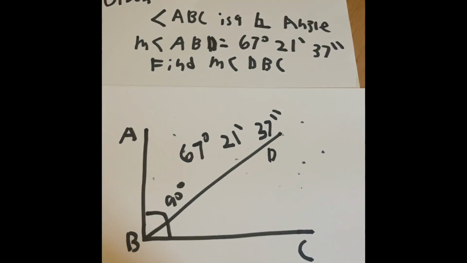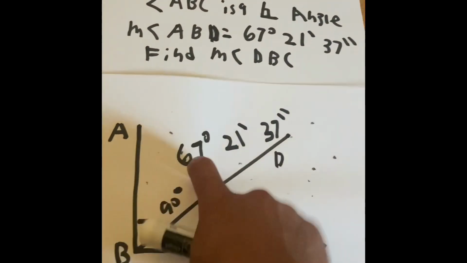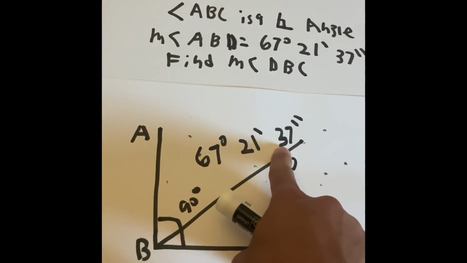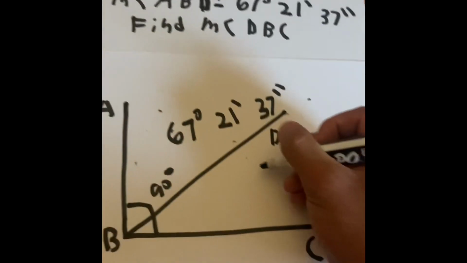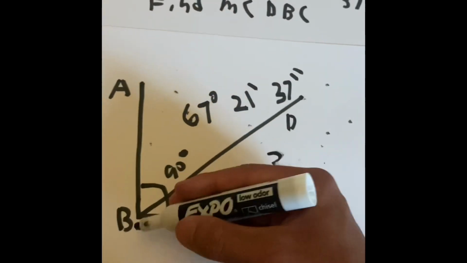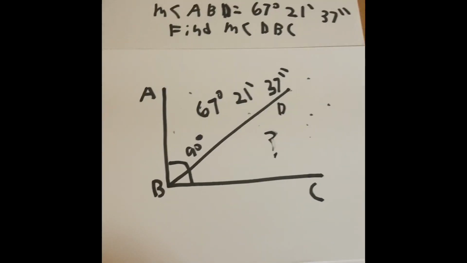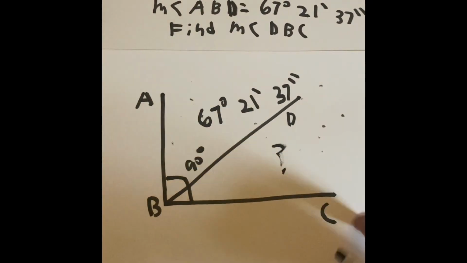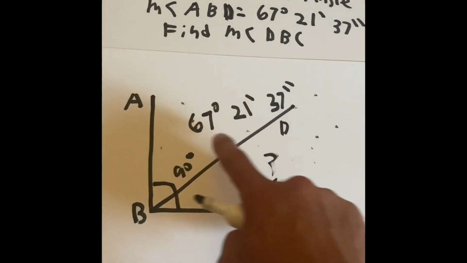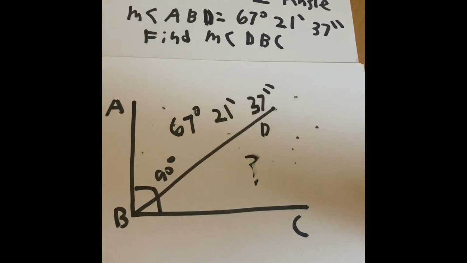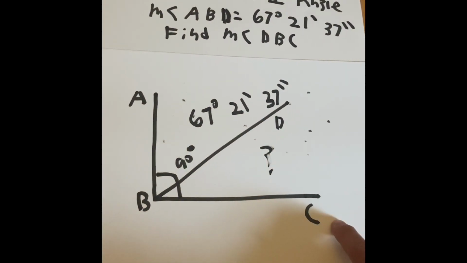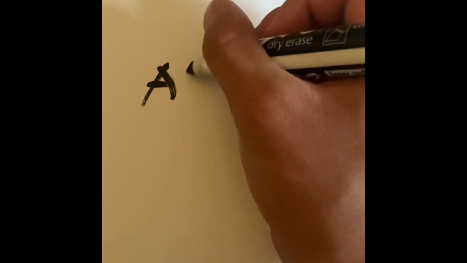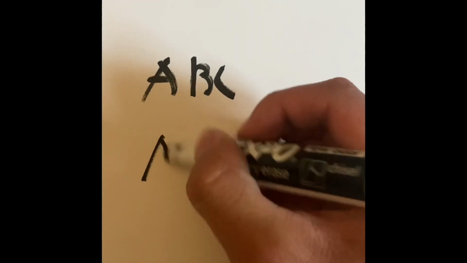So we're in sort of a little problem because it's giving us the degrees, the minutes, and the seconds for angle ABD, and what we want to try and find is right here, the angle of DBC. Basically, we have to understand that angle ABC is a right angle, and ABD is this thing right here. Therefore, if we want to find DBC, we have to subtract ABD from ABC. So here is ABC, and we have to subtract ABD from that.